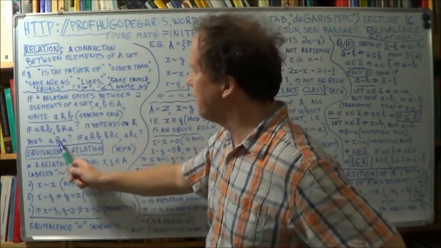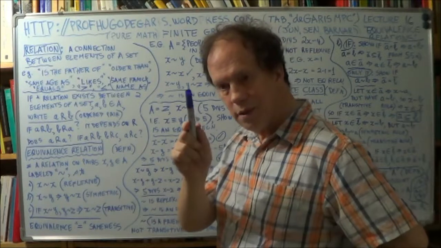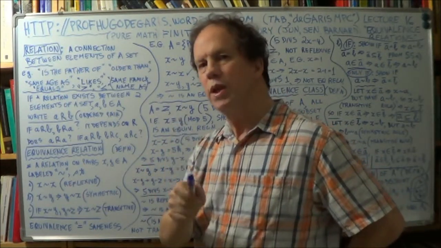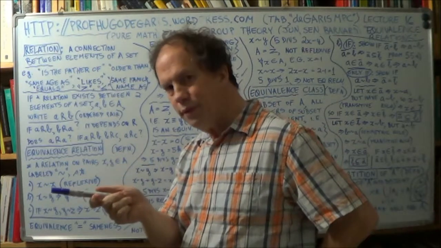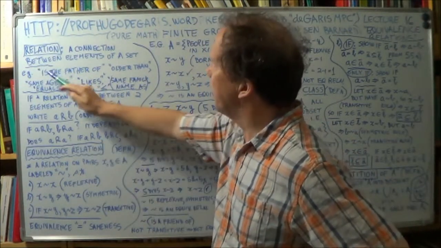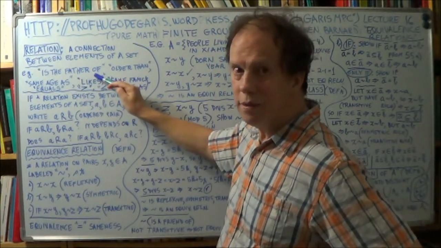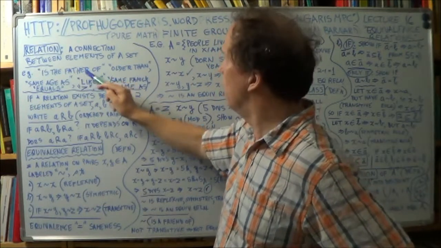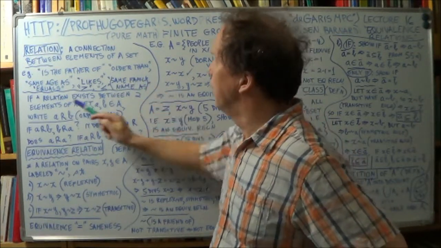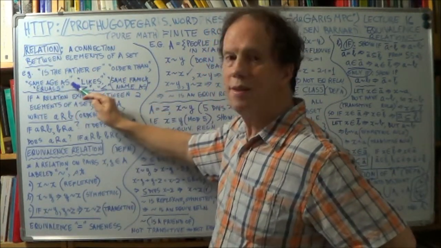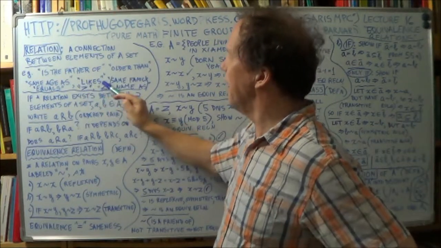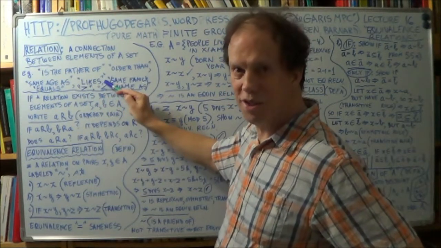Right, now what about A, R, A? Does a relation exist between A and itself? Does that make sense? Well, let's check it again. Now, is A the father of A? Can you be the father of yourself? No. Can you be older than yourself? No. Can you be the same age as yourself? Yes. Does A like A? Maybe, but not necessarily.